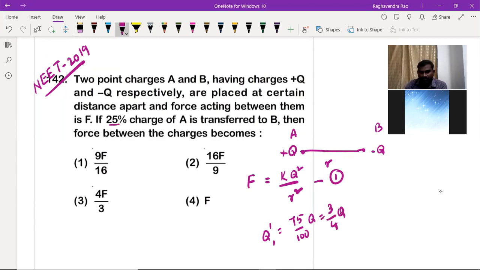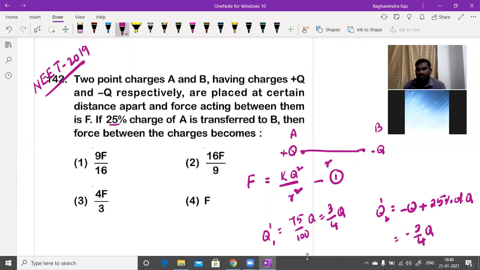So 25% of the charge of A is transferred to B. That means Q2 dash is minus Q plus 25% of Q added to it. So what is the charge? The 25% lost from this charge is transferred to B and added, so we get minus 3 by 4 into Q. This, as yesterday we already discussed: Q1 dash is equal to 3 by 4 Q, Q2 dash is equal to minus 3 by 4 Q.